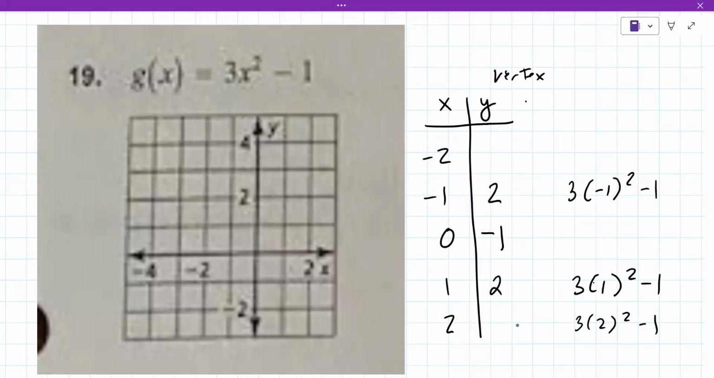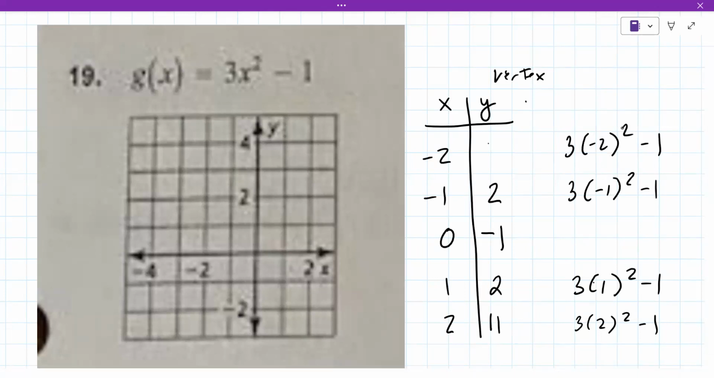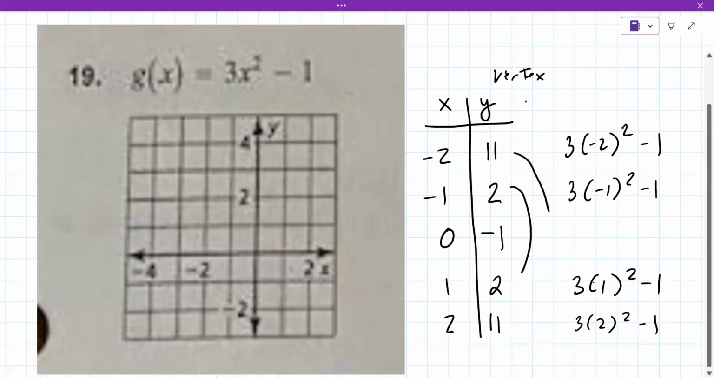It is 11. Now at negative 2, it's really important to put it in parentheses. Negative 2 squared is 4, so again 11. Now there's this symmetry. There's always this symmetry. If you get the vertex and you go left of it, right of it, you get the symmetry of the numbers.